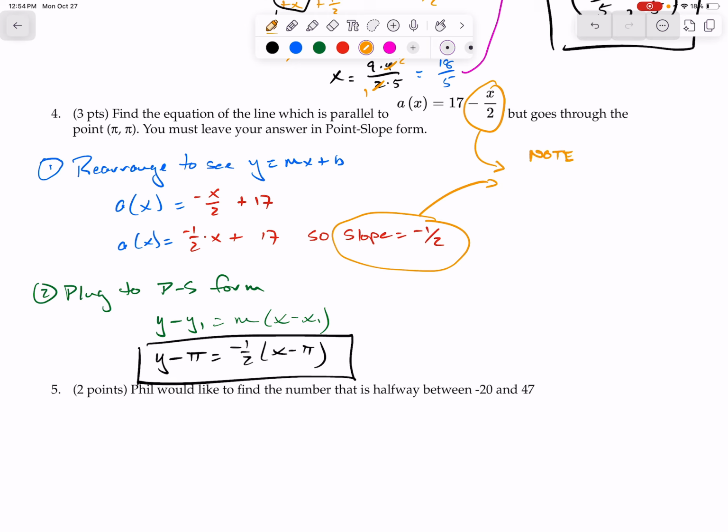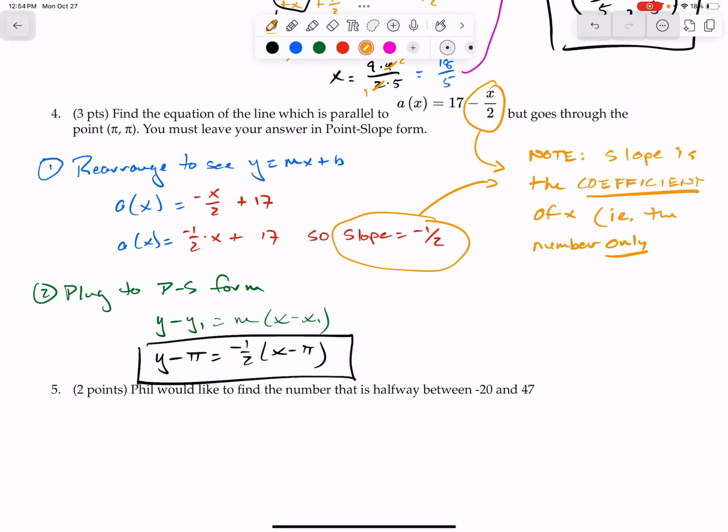Note, slope is the coefficient of x. That is the number only, not including x.